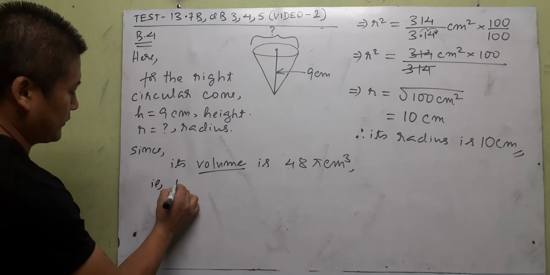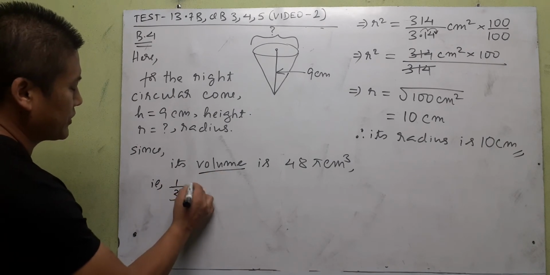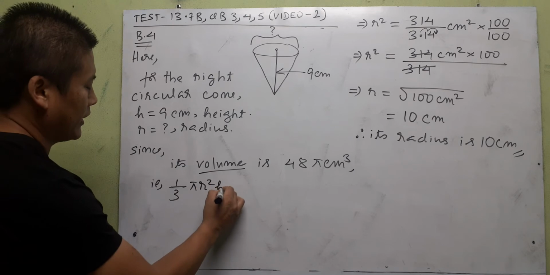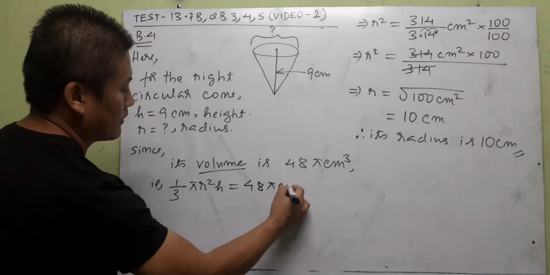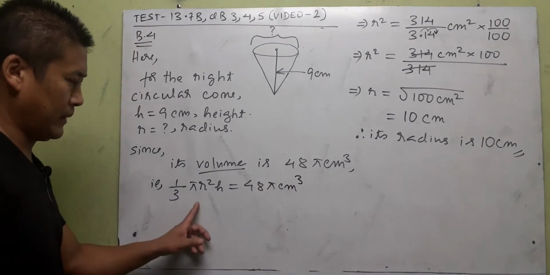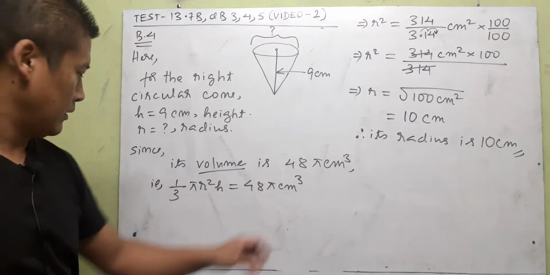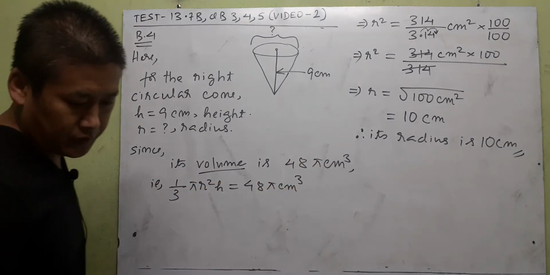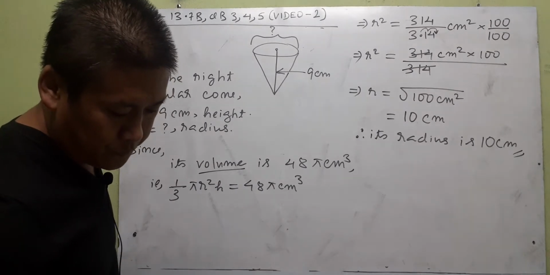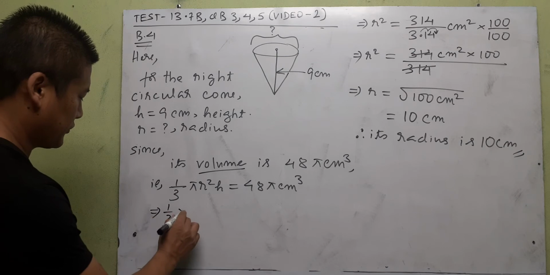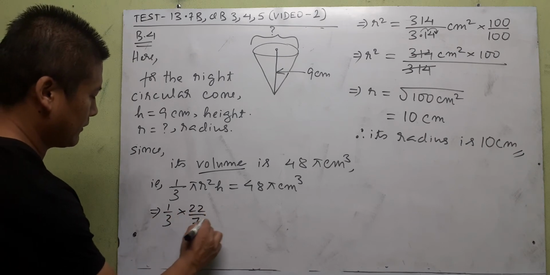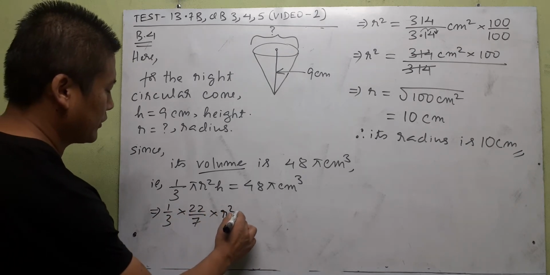Volume of a cone formula is 1 by 3 pi r square h. This is equal to 48 pi. So that is what is meant by this statement here. Now we can use our pi. This is not given in the question, so 22 by 7. So that implies 1 by 3 into 22 by 7 into r square, which we don't know yet.